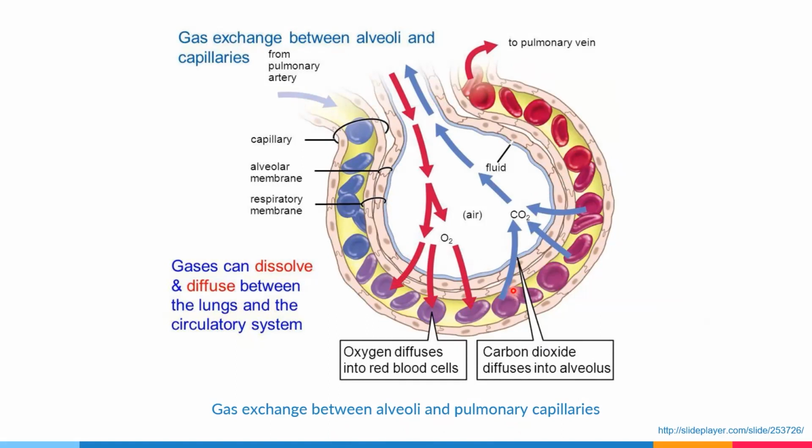The gases can dissolve and diffuse between the lungs and circulatory system directly through the alveolar membrane and the capillary membrane, and we can see oxygen coming from the air into the blood vessel and being taken up by the RBCs, while CO2 is given out by the RBCs, and the CO2 gets accumulated in the alveoli and then cleared off as the lungs respire.